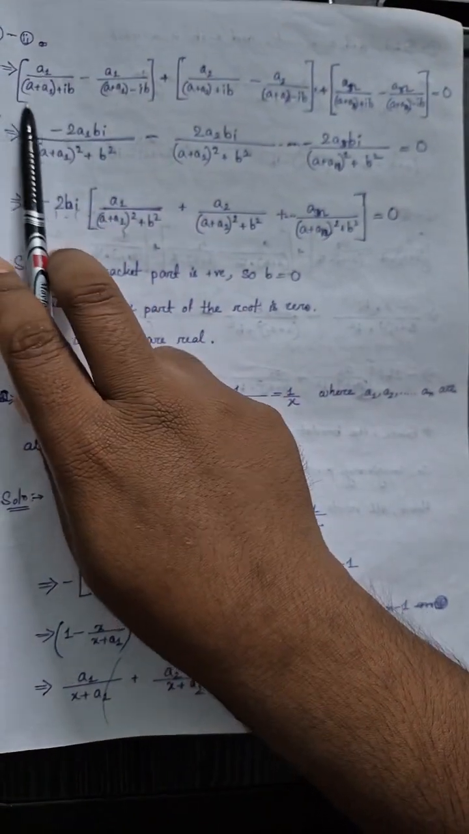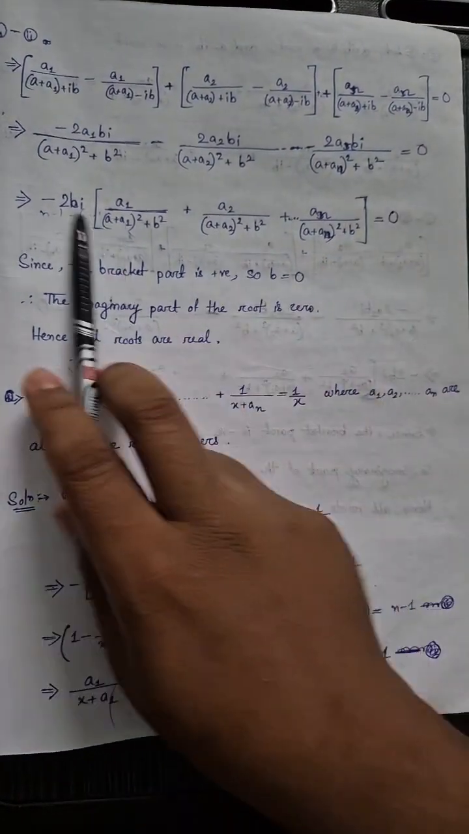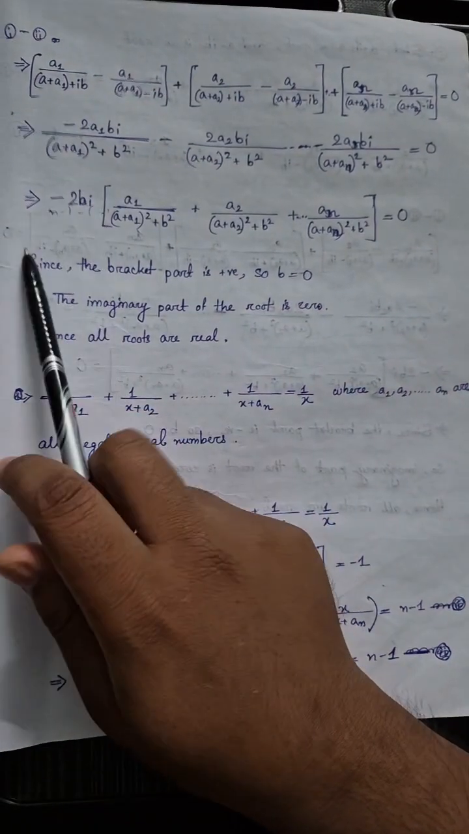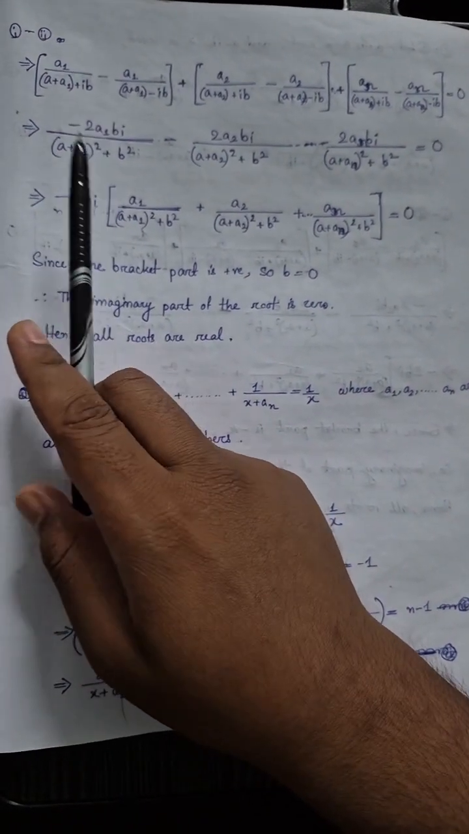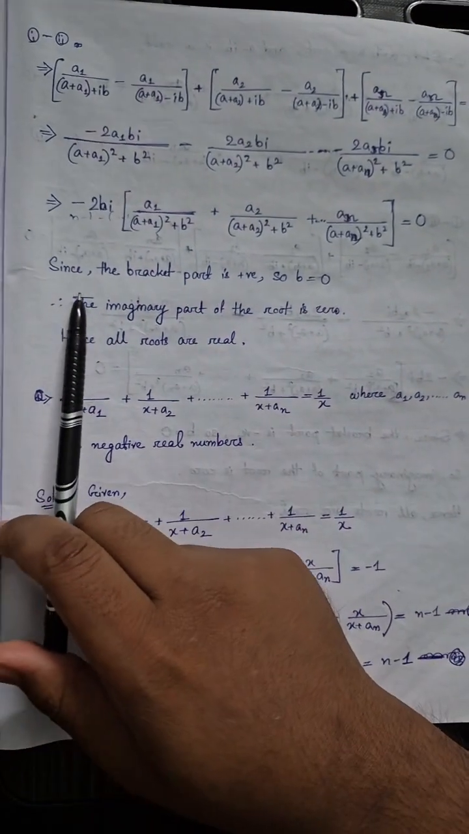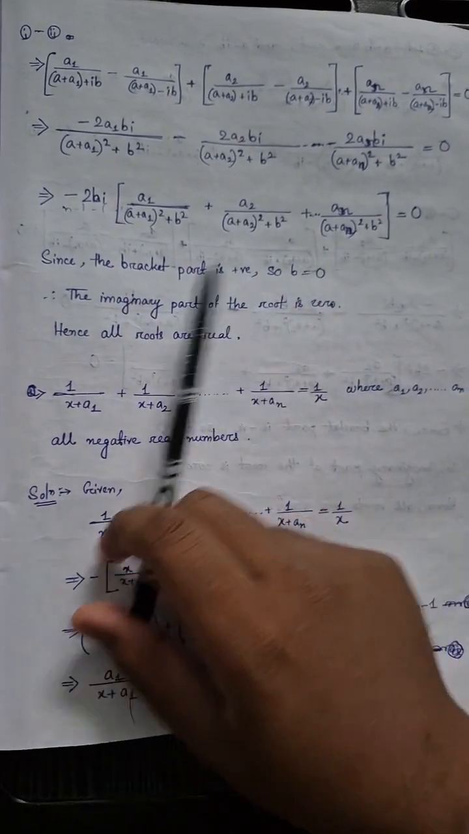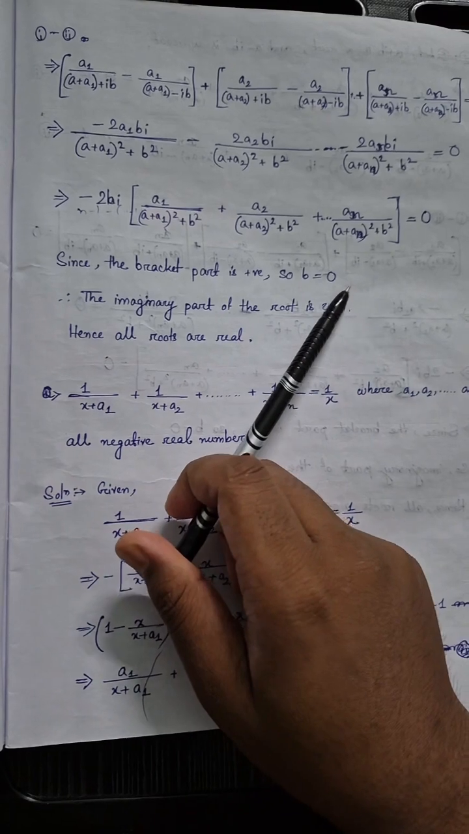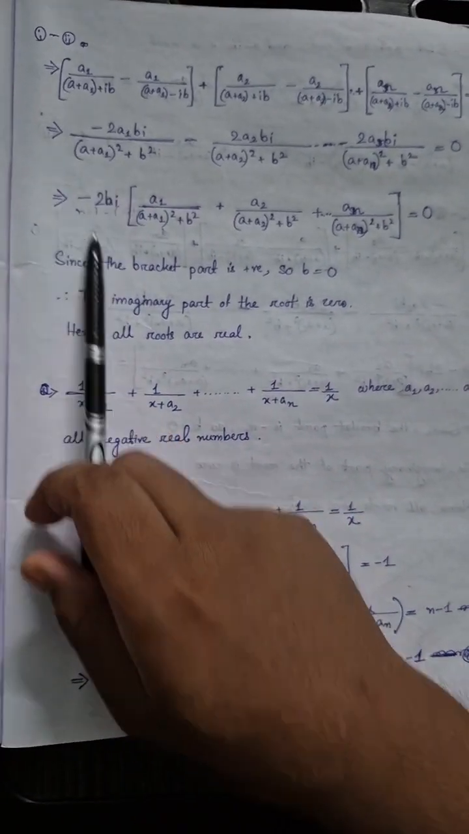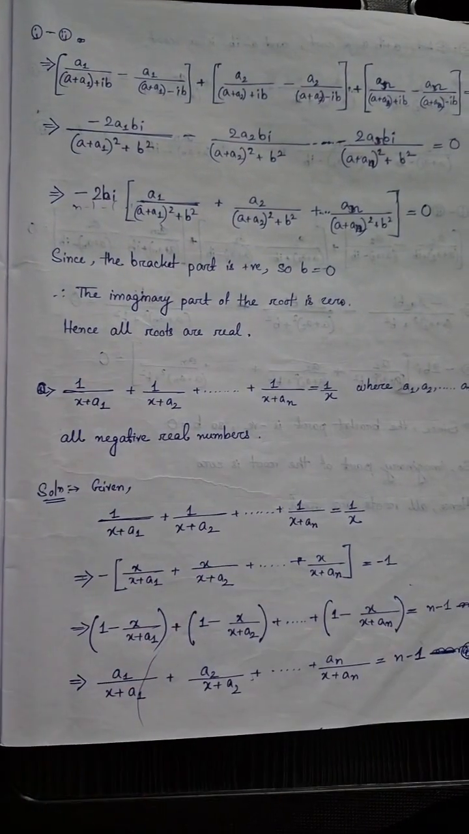Now by subtracting both these equations we get this series. Again by taking LCM we get this. Now by taking common minus 2bi, we are left with this series. Now since the bracket part is positive, as we are given that a1, a2, an are all positive integers, this bracket part is positive, so we can say that b should be equal to 0. As b is equal to 0, the whole imaginary part of this root is 0. So since there is no imaginary part, we can say that all roots will be real.